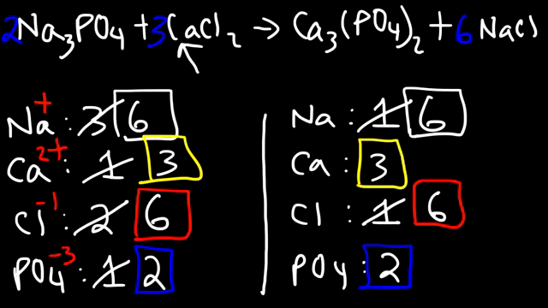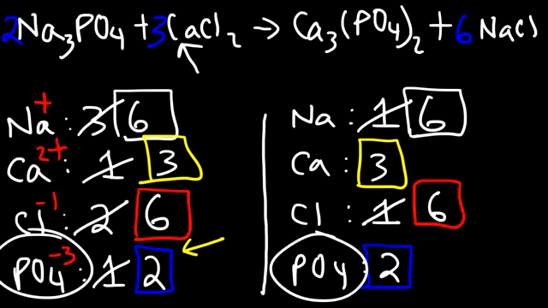So as you can see, when balancing double replacement reactions, if you balance the polyatomic ion or the ion with the highest charge, it could be any ion, it makes the process a lot easier. And also, if you have polyatomic ions, view them as one unit. Don't separate them into individual elements.